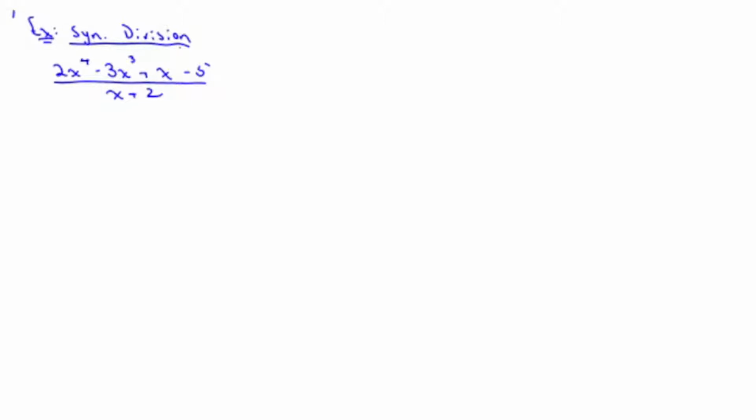First thing is you take the dividend. I always forget what the names of these are. Divisor, dividend, quotient, remainder. So we're going to take the dividend and write out the place value of it. So it's 2. I'll give you that much. Next number? Negative 3. Next number? 0, because we're missing the power of x squared. So it's 0x squared. 1 for the x, and negative 5.